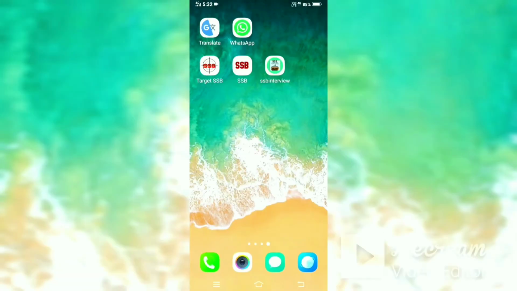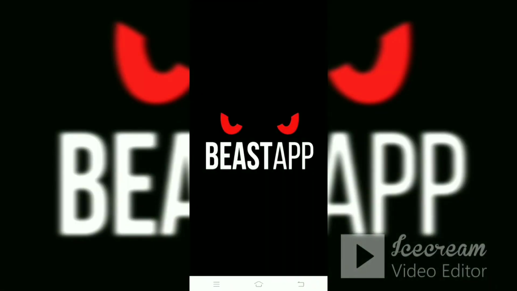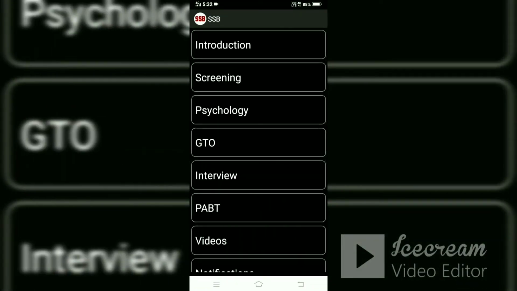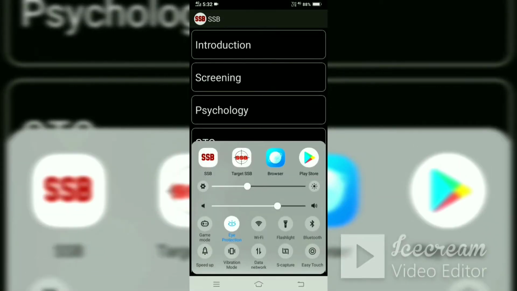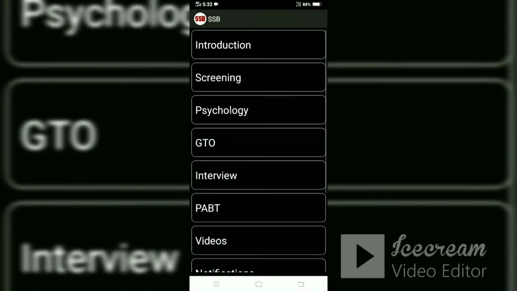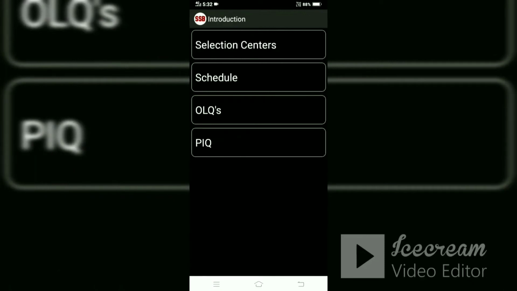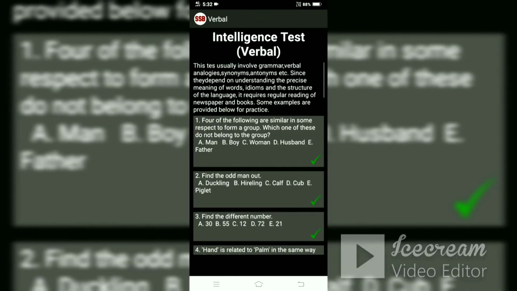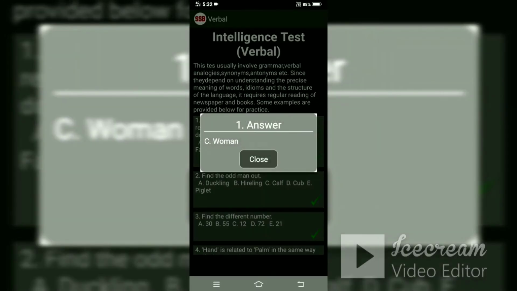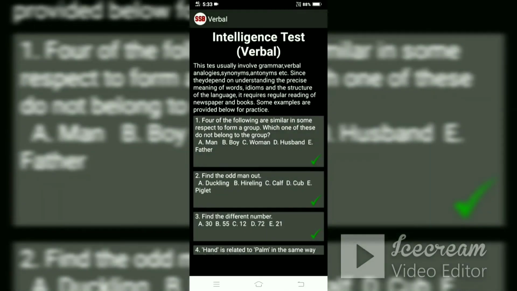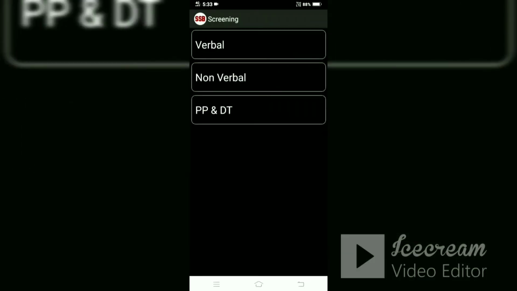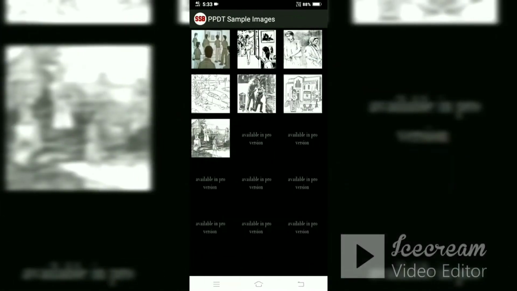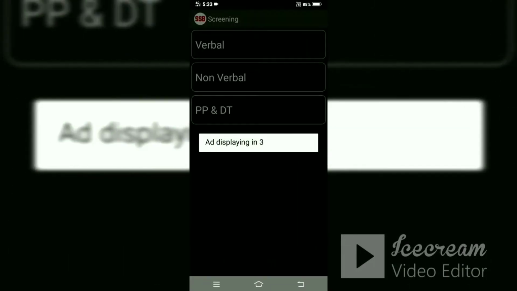So now coming to the second app, that is SSB. This app is also good, but there are many ads, so you can switch off the internet. Now coming to the introduction, we can see the introduction. Now coming to the screening, there are tests, verbal and non-verbal, so you can find the answers by clicking on them, and you can check it out. This is the good thing about this, and you can go back. Both tests are there, PPT is there, and these are the sample pictures, but the bad thing about it is that you can't practice PPT in it. So this is the bad thing about this app.